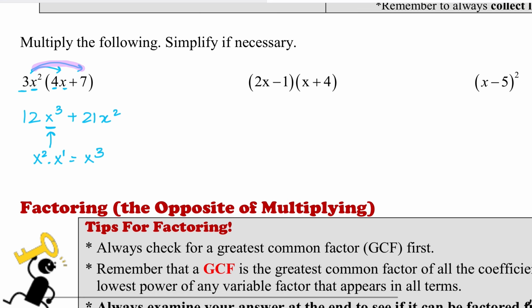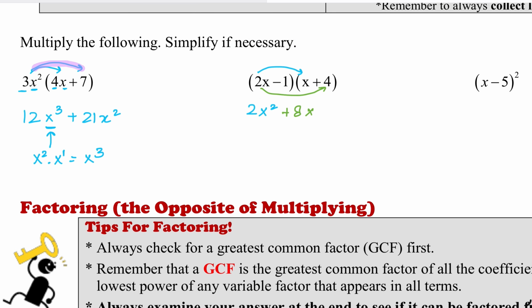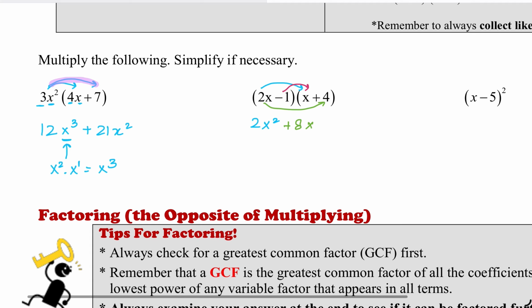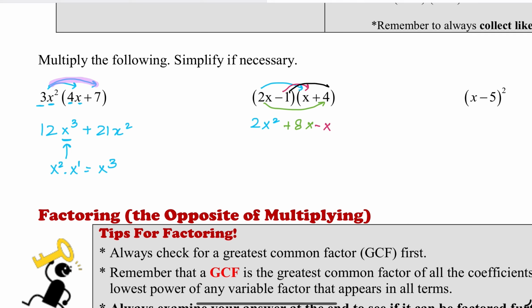Now we're going to use our FOIL method. 2x times x is 2x squared. Then we'll use outside, so 2x times 4 is 8x. Then we will do -1 times x, which is negative x, which is inside, right? And then lastly we have -1 times 4, which is -4. And now we will look at our like terms. Here you can clearly see these are my like terms. So my answer would be 2x squared plus 7x minus 4.